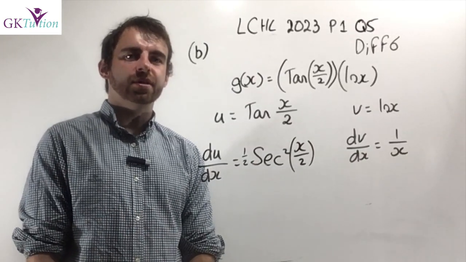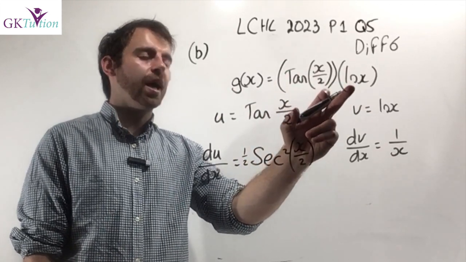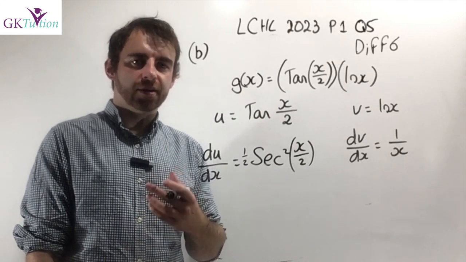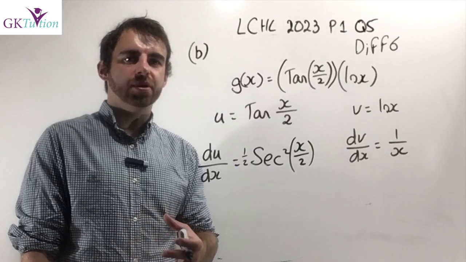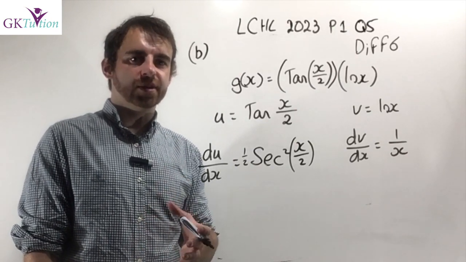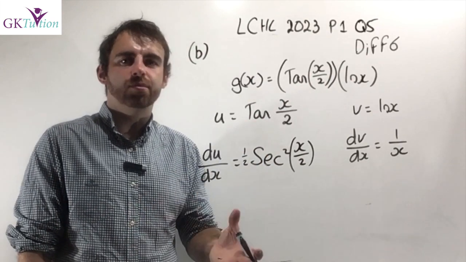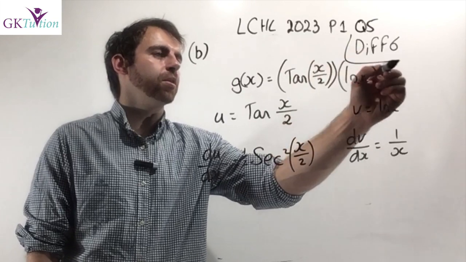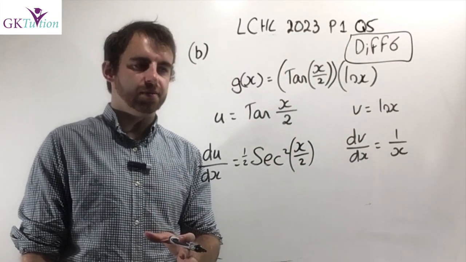In Part B of this question, we're told that g of x is tan x over 2 times ln x. And we're asked to come up with the first derivative and get the first derivative at pi over 2. And leave your answer in the form a plus ln b. So the first thing you should recognize is that the only way we're going to differentiate this is using the product rule. So we have to start with our product rule.